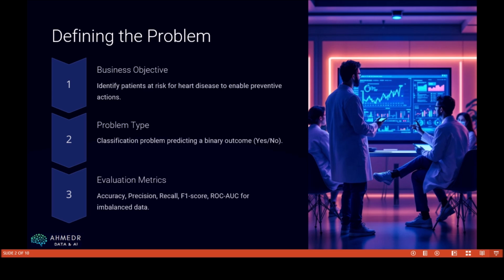Also, we have to identify the evaluation metric, how our model is going to be evaluated. So in our case, we will choose the main evaluation metrics involved in a classification problem, such as accuracy, precision, recall, F1 score, and ROC AUC to handle imbalanced data.